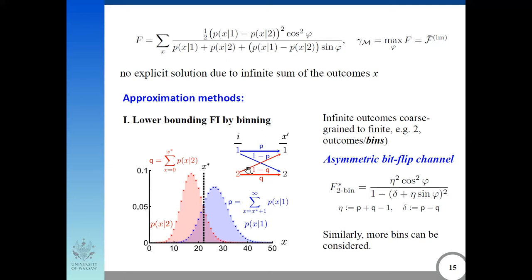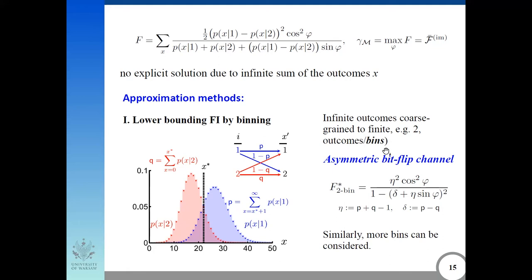Of course, you can think of this as a coarse graining. So actually you do coarse graining on your noise. So for sure, your Fisher information will not be as precise as if you could have done this perfectly.